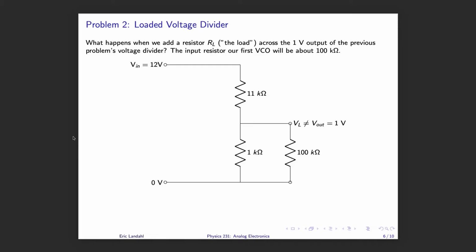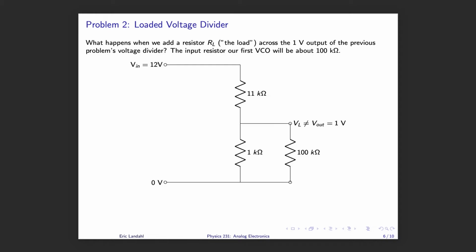Now I want to consider a more complex configuration, which is the loaded voltage divider. So it will divide voltage from 12 volts to 1 volt, but what happens if we actually try to use that voltage? In this case, we take a load resistor. That load resistor is shown over here, now attached across the output terminals. And what we will find is that in general, the loaded voltage at the terminal is not the same as the output or unloaded voltage, which before we found was 1 volt for this configuration. So I'd like to determine how much it changes, and then think about maybe how to compensate for it.